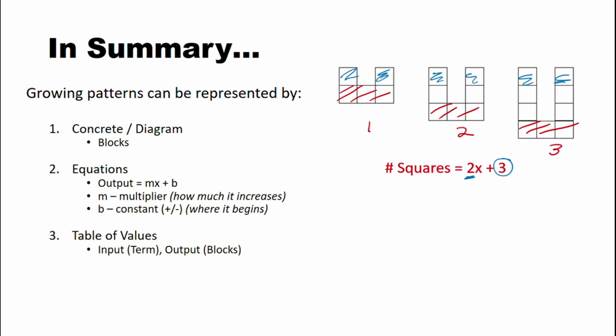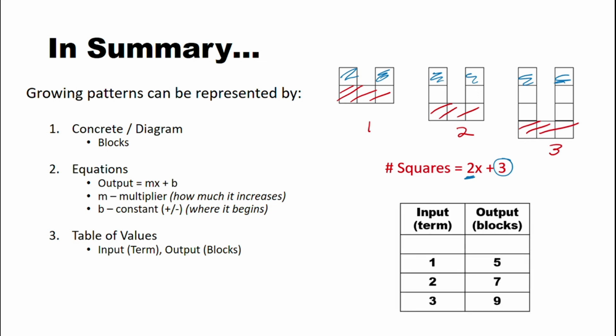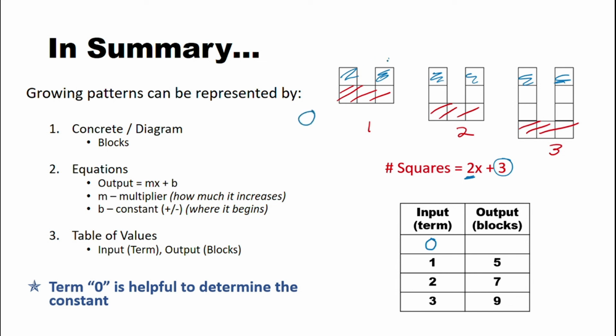Okay. We can also put a pattern in a table of values, and we know that it's important to have that 0 term in there so you know what the constant is. So again, in term 0, if I took these 2 blocks off, I know I would have 3. And then we see that nice multiplier here.